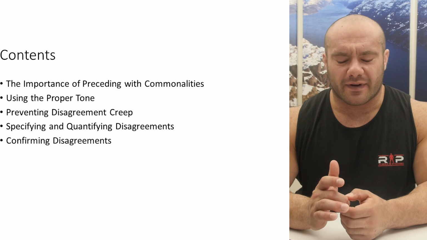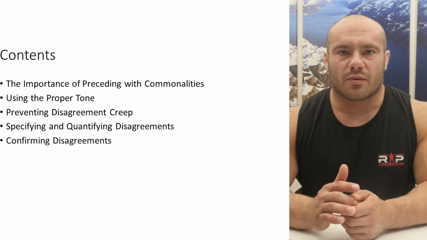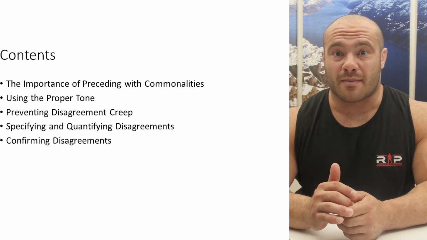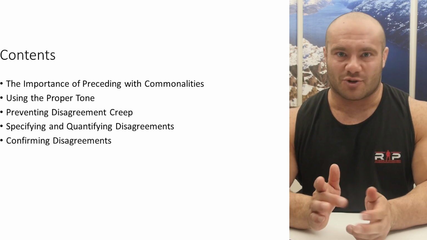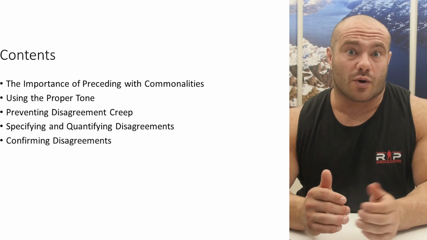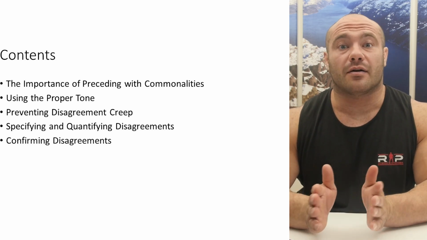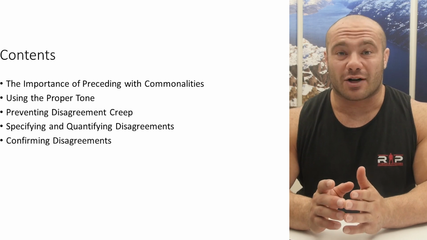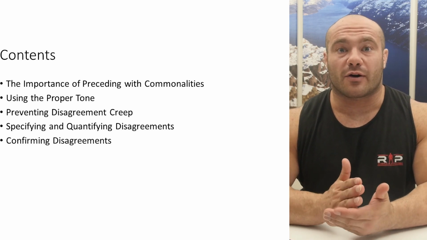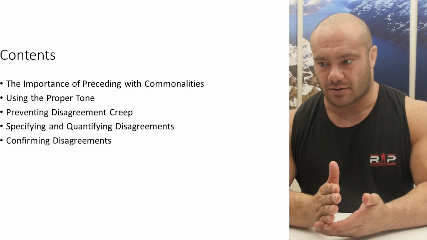We're going to talk about preventing something called disagreement creep, which is when you start disagreeing about one thing and then you learn that you don't agree about other things with the person. No surprise, no two people agree on everything, and you start to argue other things that aren't related. We're going to try to see how to prevent that or to be very aware of it. We're going to talk about how to specify and quantify disagreements so that we can be very precise about exactly what it is we disagree about.